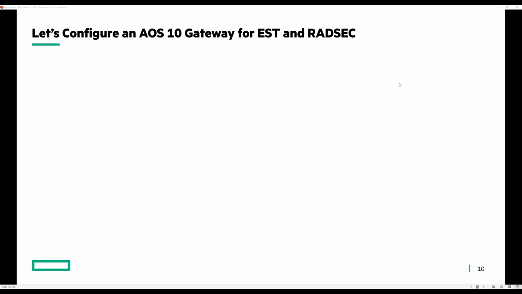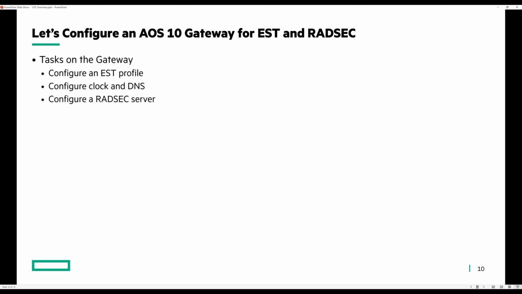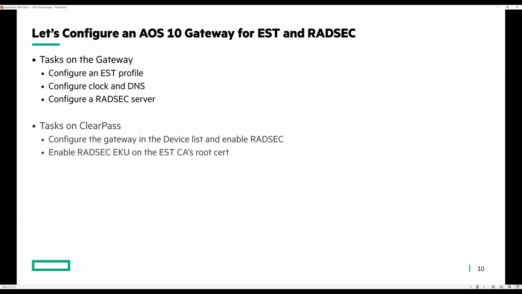Okay, lastly, let's configure an AOS 10 gateway for EST and RadSec. So let's go over the tasks on the gateway. And of course, since this is AOS 10, this is all done in Aruba Central. We're going to configure an EST profile. We're going to configure clock and DNS. We're going to configure a RadSec server. On ClearPass, we're going to configure the gateway and the device list and enable RadSec.